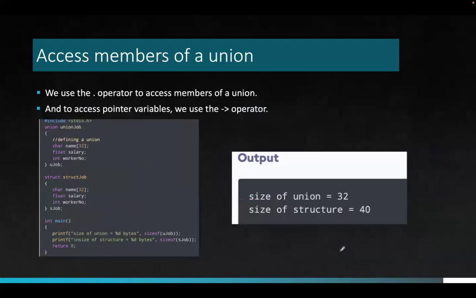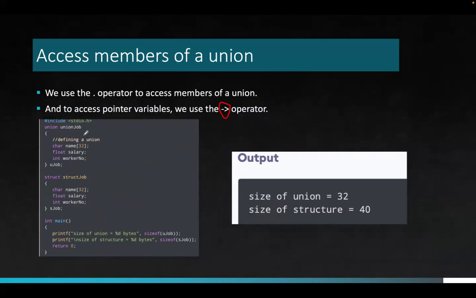How do we access members of a union? We can use the dot operator to access the members of a union, and to access through pointer variables, we use the arrow operator. Whenever there are pointer variables, you use this operator to access the members. We'll see one classic example for that.